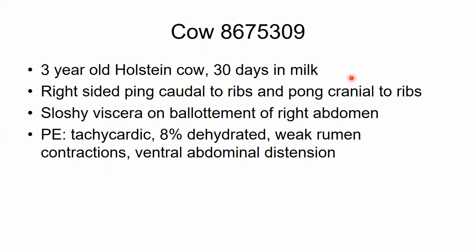Here's an example. I believe we've seen this cow before. 3-year-old Holstein cow, 30 days in milk. I'm not entirely sure, actually. With a right-sided ping, caudal to ribs, and pong cranial to ribs, sloshy viscera on ballottement of the right abdomen. She's tachycardic, 8% dehydrated, and has weak rumen contractions with ventral abdominal distension.